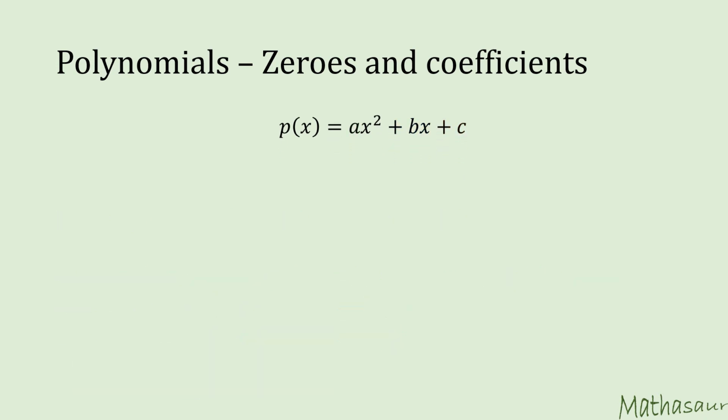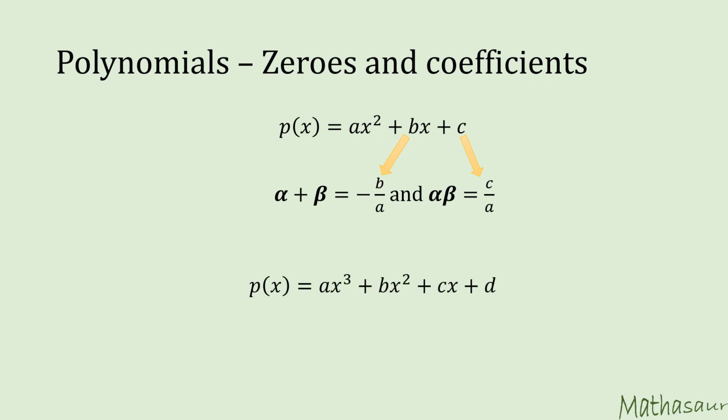So for a quadratic polynomial with degree 2, there can be at most two zeros. Let us call them alpha and beta. So we see that alpha plus beta is equal to minus of b by a, and alpha times beta is equal to c by a.